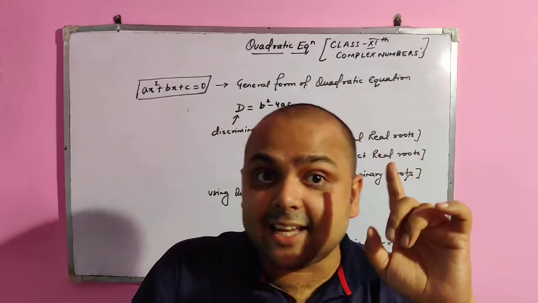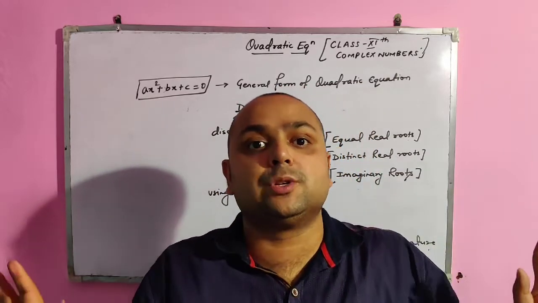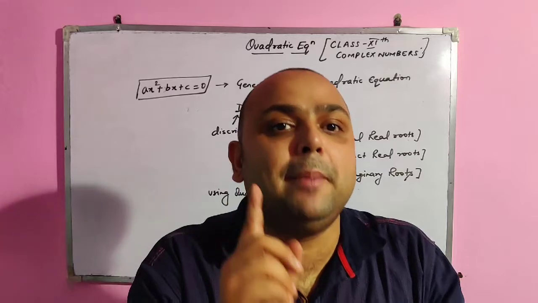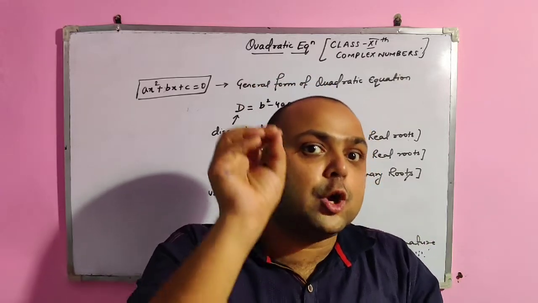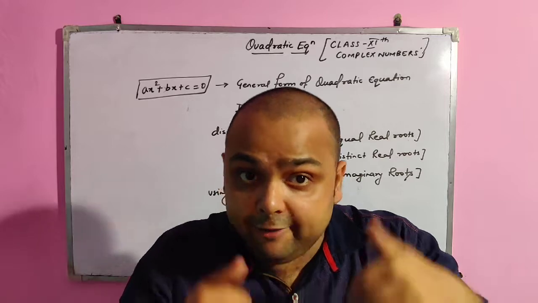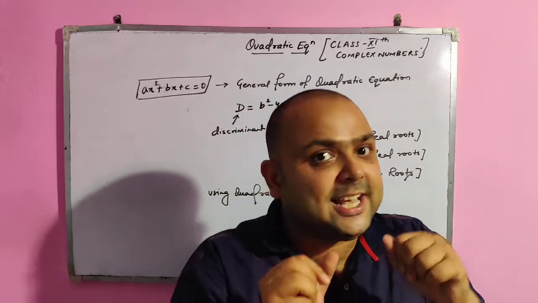But in class 10th we studied that if d is less than 0, we have no real roots. But in class 11th we will have roots, and they are imaginary. Means the use of iota, complex number, will prevail here. And we have to use the quadratic formula also. So please see the explanation.